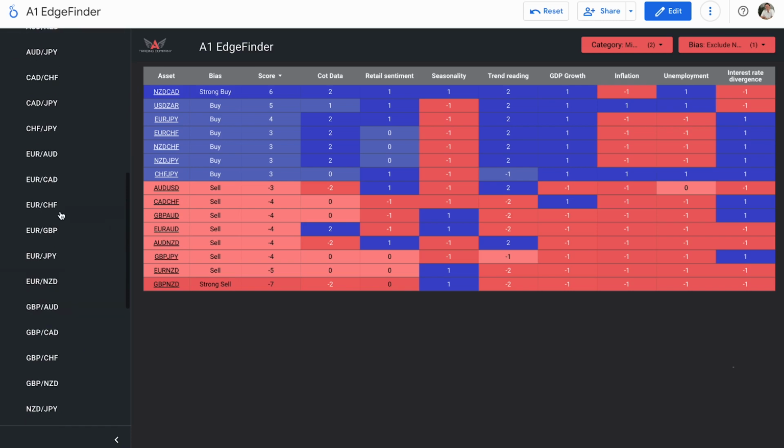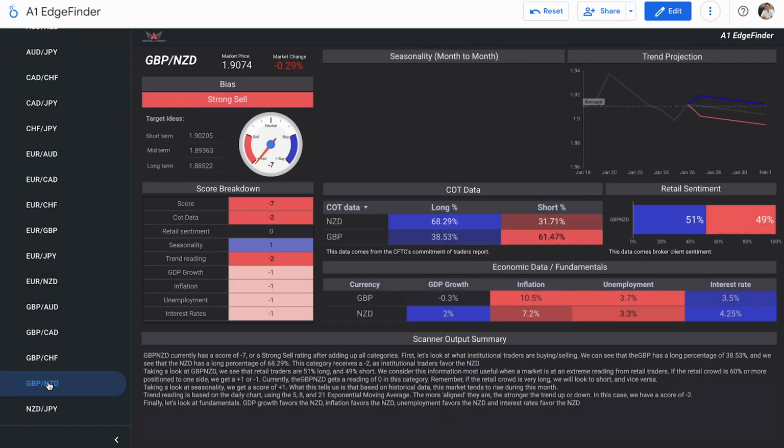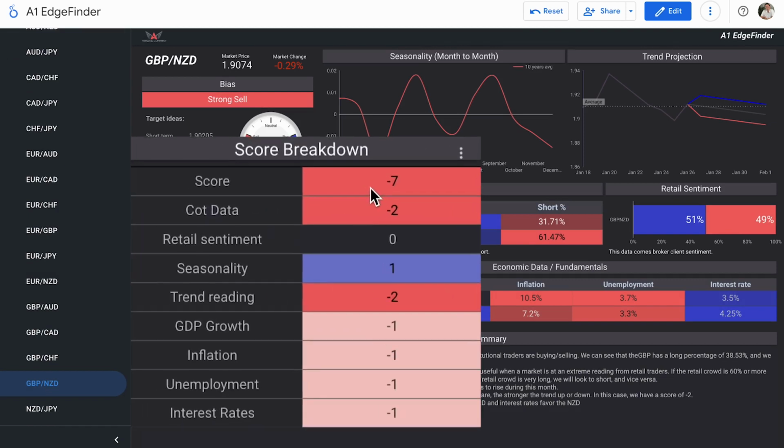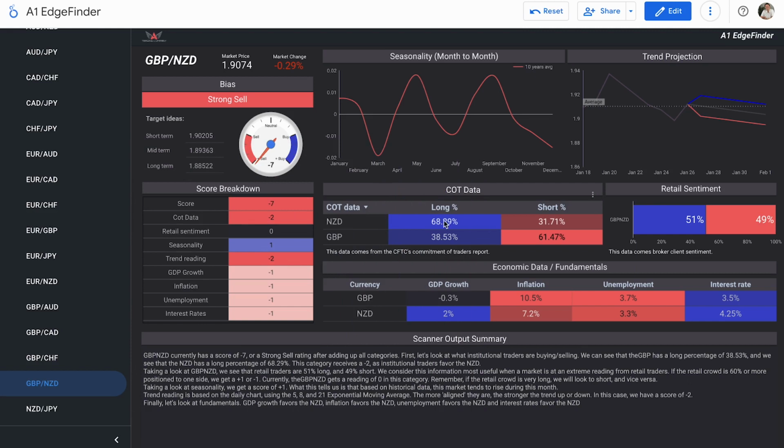So let's take a look at GBP NZD right here. And like I mentioned, we have a strong sell bias score of -7. COT data comes out to a score of -2, and retail sentiment is a neutral or a 0 score. So let's take a look at those numbers right over here. COT data, of course, is institutional trader data.